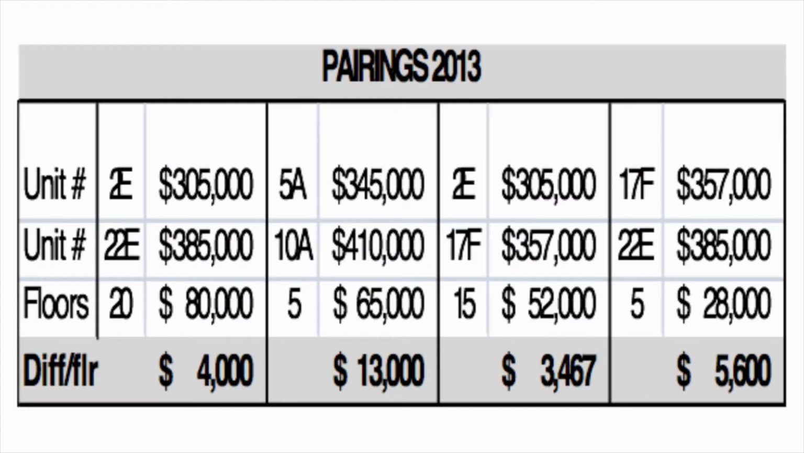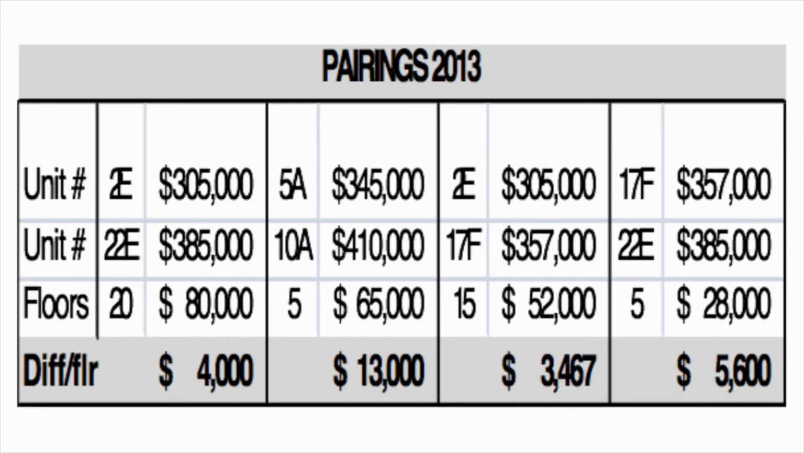Here are 4 pairings of data. You have 2 E units compared, 2 A units compared, an E and an F compared, and an F and an E compared. You'll notice that there is a significant floor height difference in those pairings because that is the variable we're trying to isolate. Now, if you look at the first one, there is a $4,000 difference per floor. The second one shows a $13,000 difference per floor. The third and the fourth show approximately $3,500 and $5,600 each.